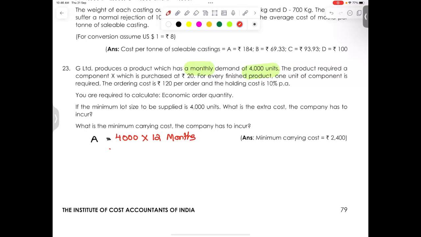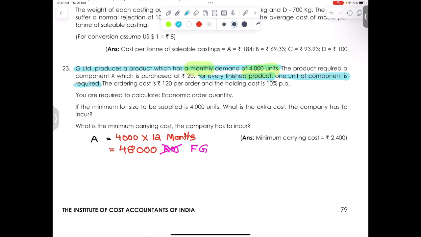G Limited produces a product which has a monthly demand. So the 4,000 units is the monthly demand of finished goods. It is not the monthly requirement of raw material. But here luck will play a very important role, because in the second line it is given that for every finished good, 1 unit of component is required. Even if some student misunderstood it as raw material, their answer will be correct, but they are conceptually wrong, because in the first line, 4,000 units multiplied by 12 will be the 48,000 units of demand of finished goods.